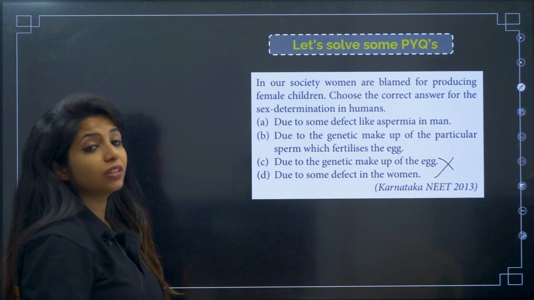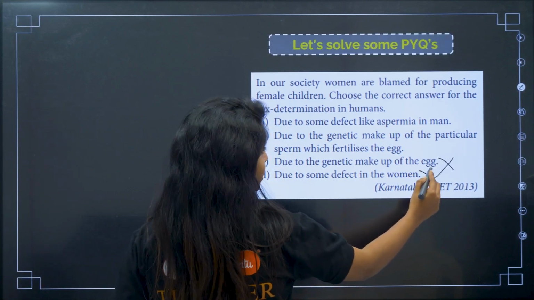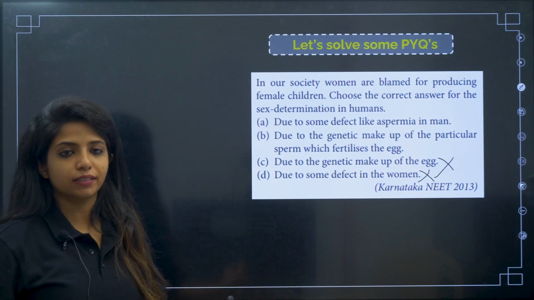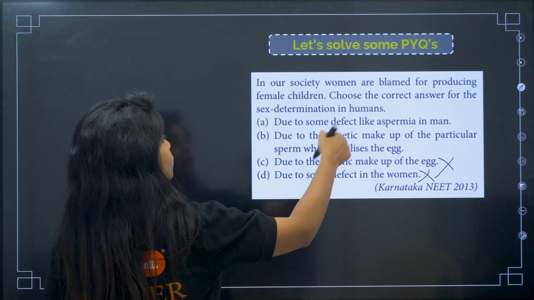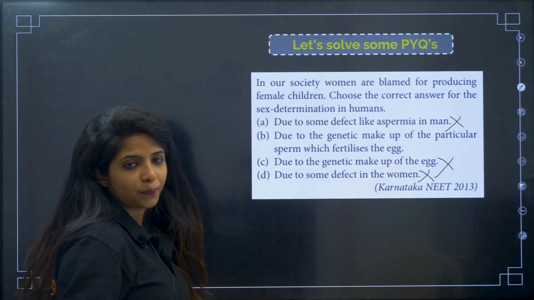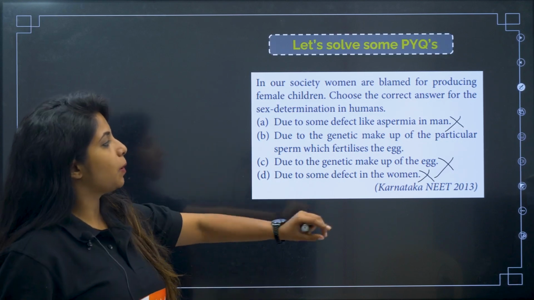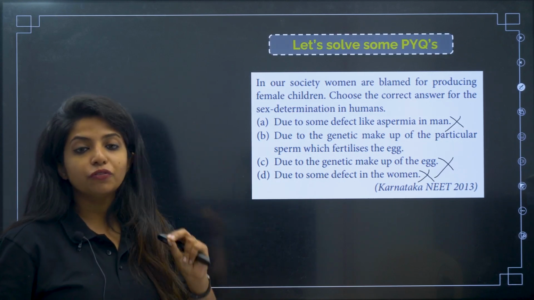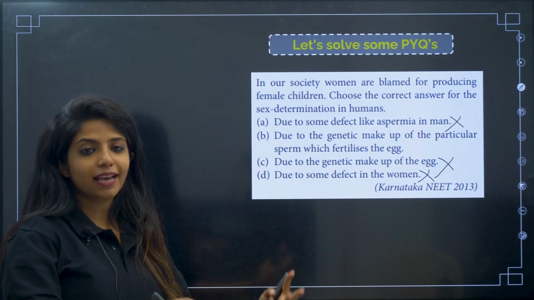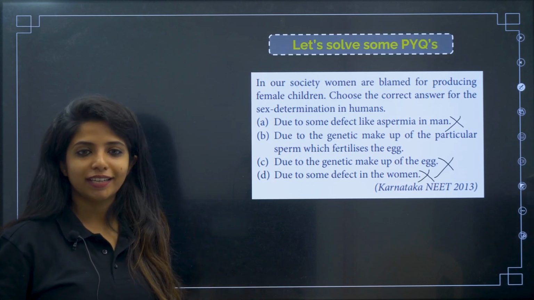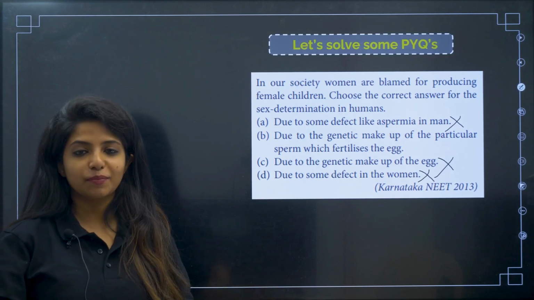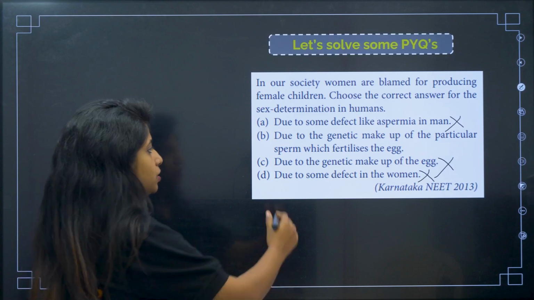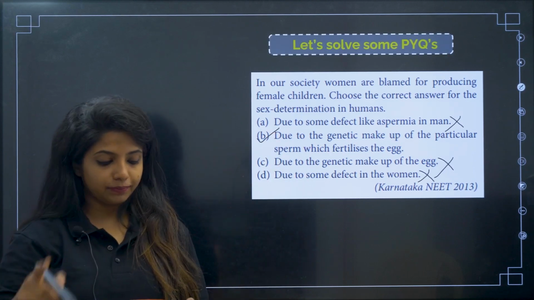Due to some defects in the woman, again this is wrong. The sex would not be determined by the defects in the women. Due to some defect like aspermia in man? No. What is it? Due to the genetic makeup of a particular sperm which fertilizes the egg. If the sperm has X, it's a girl child. If the sperm has Y, it's a boy child. That's all. As simple as that. So this is the correct answer.